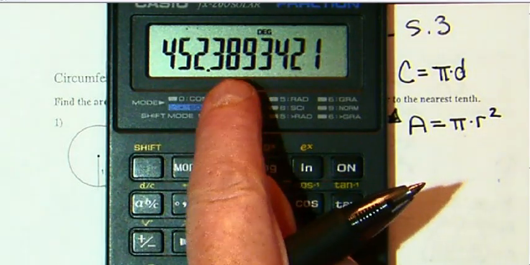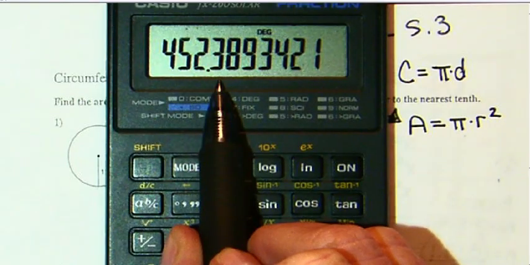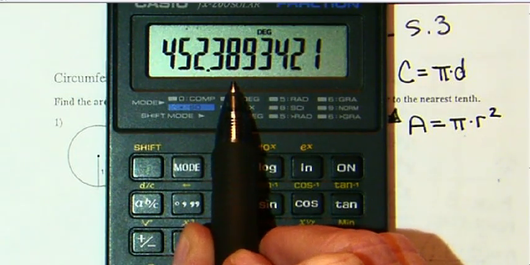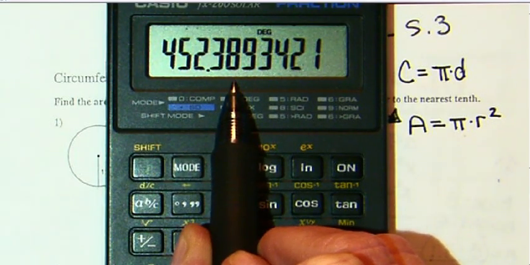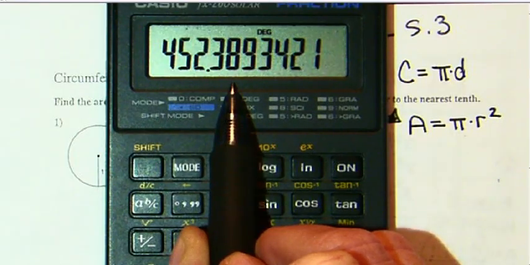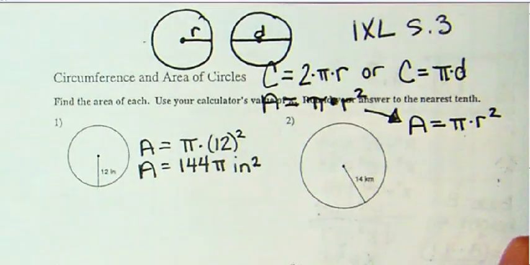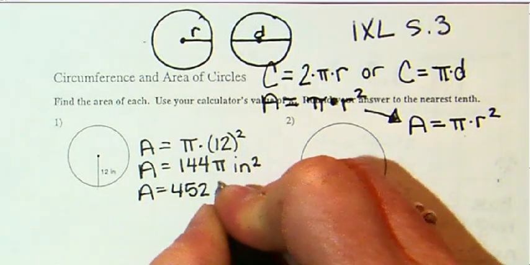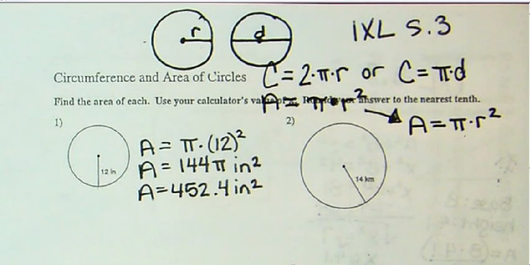Rounding this to the nearest tenth, remember, one place to the right of your decimal is your tenths place. Look to the right of that number. If this number is a 5 or higher, then the 3 has to go up. If it's less than a 5, the 3 would stay the same. So in this case, it's higher. So our answer is 452.4. Our area equals 452.4 inches squared.